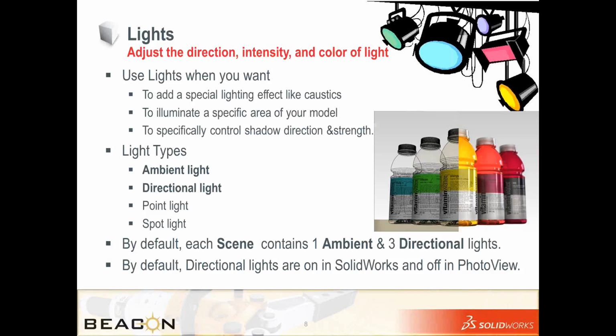And you have 4 different light types: ambient, directional, point light, and spotlight. By default, every scene in SolidWorks will contain 1 ambient and 3 directional lights. You cannot play around with the ambient light, you cannot delete it, you cannot get rid of it, because that's what is making your 3D models visible in the first place. But you have a lot of control over the directional lights. You can turn them on and off in SolidWorks and then in PhotoView. And then you can add point lights or spotlights as required.